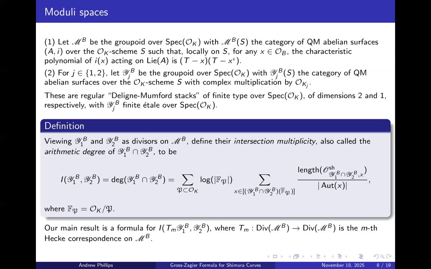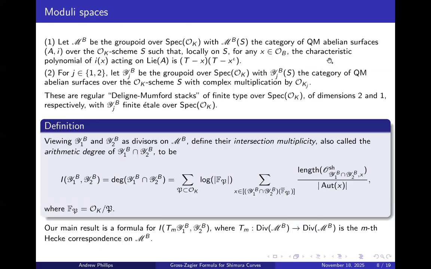All right, so that's the general moduli space. This is our analog of the integral model of a modular curve that we looked at the beginning. And then we look at these YJB, which is going to be our moduli space of QM abelian surfaces with complex multiplication by OKJ, how we defined it in the previous slide here. Okay, so these are moduli spaces. Again, a technical thing here: these are Deligne-Mumford stacks, which you don't really have to worry about what that means, of finite type over spec OK.